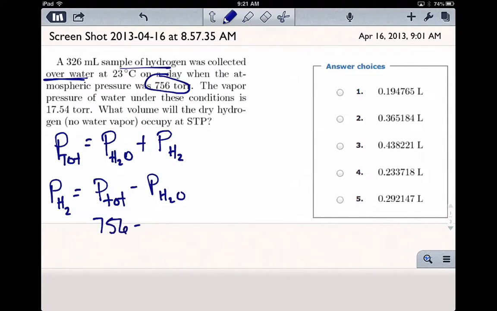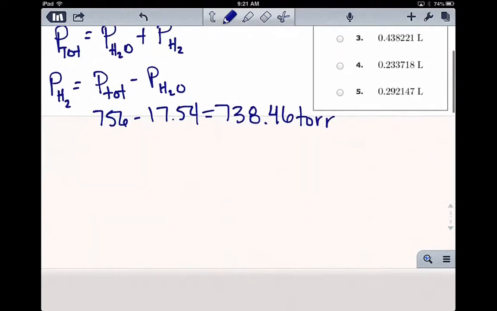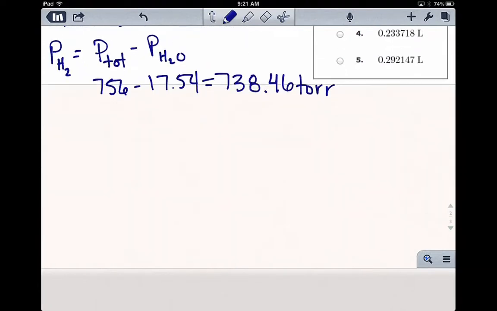756 minus 17.54 tells us that the pressure coming just from the sample of gas is 738.46 torr. All right, now let's see if we can just kind of organize our data a bit. I'm going to call the sample collected over water sample, and then we'll use dry for the dry gas. Let's see what we got.